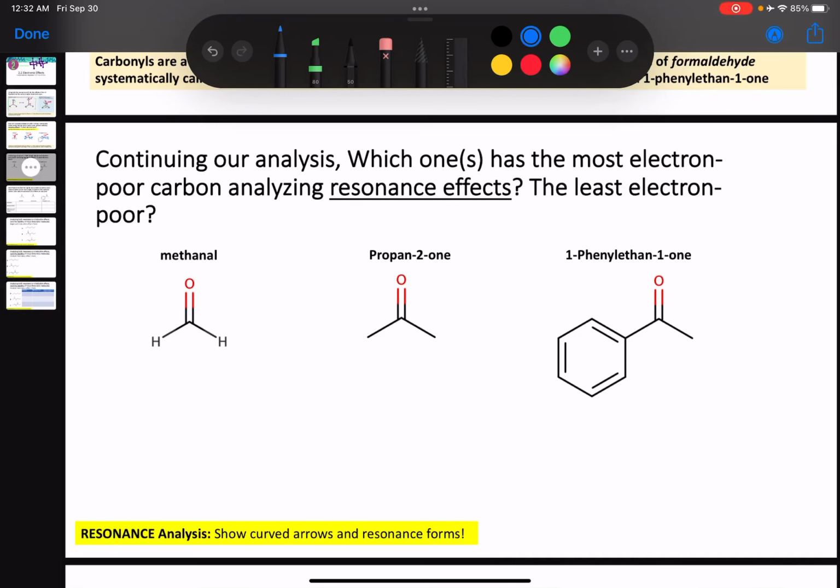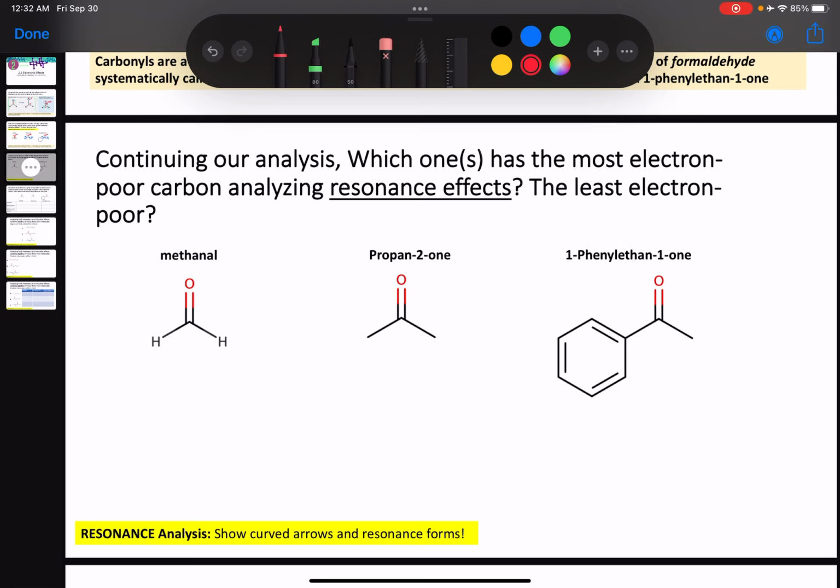To get the best picture of the electron distribution of any compound, we cannot just stick to inductive effects. We again have to look at other electronic effects, including resonance. So in this case, let's go back to our analysis of our compounds and try to see which one has the most electron poor carbonyl carbon and, well, the most electron rich, or the least electron poor, one.